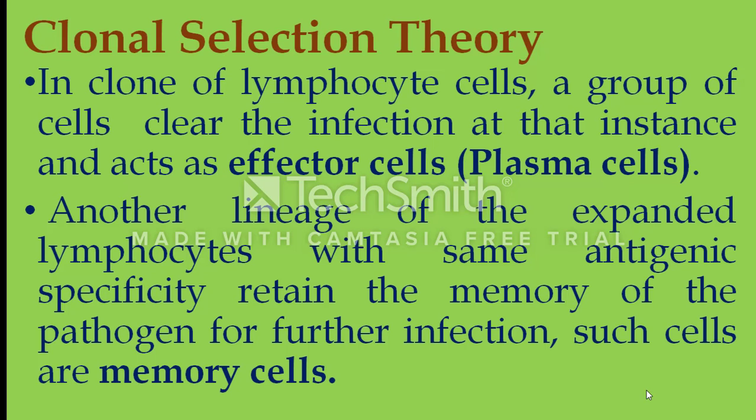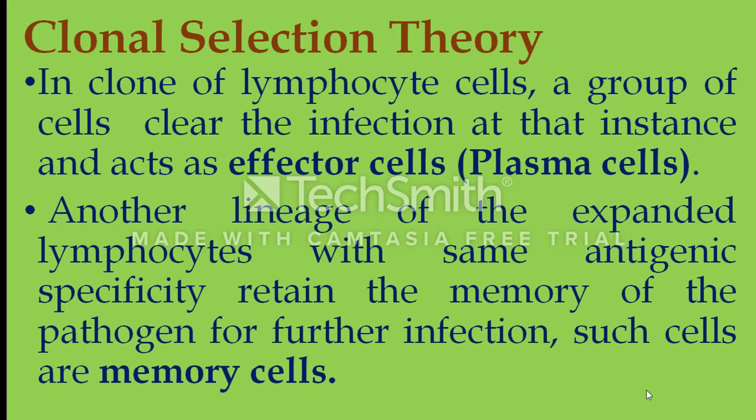In the clone of lymphocyte cells, a group of cells or a lineage of cells clears the infection at that moment and acts as effector cells. These are also called plasma cells. Another group of cells with the same antigenic specificity retains the memory of that pathogen for further infection. Such cells are called memory cells.